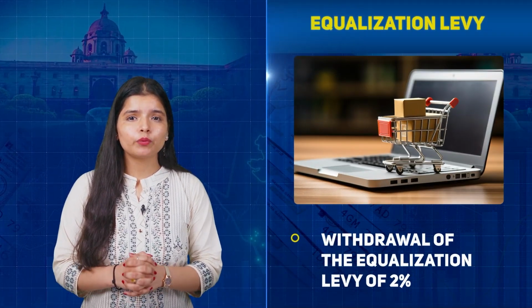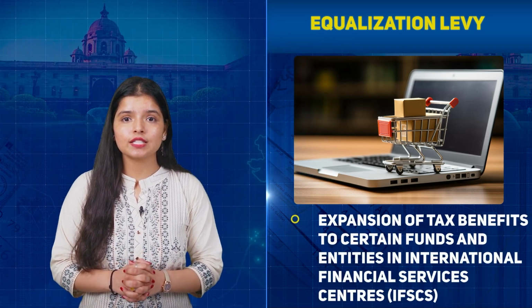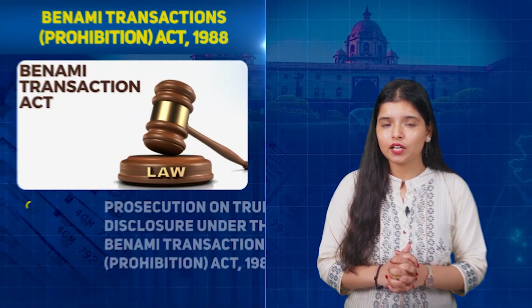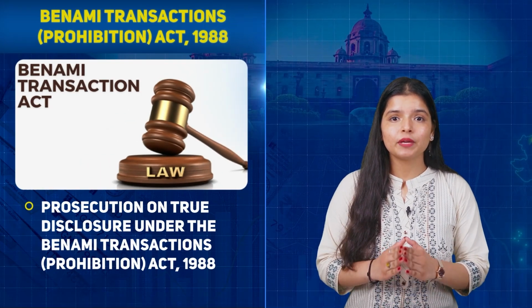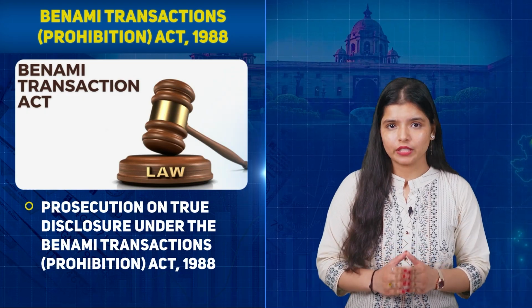Other major proposals in the finance bill include the withdrawal of the equalization levy of 2%, expansion of tax benefits to certain funds and entities in international financial services centers, and immunity from penalty and prosecution for Benamidars on full and true disclosure under the Benami Transactions Prohibition Act 1988 to improve conviction rates.